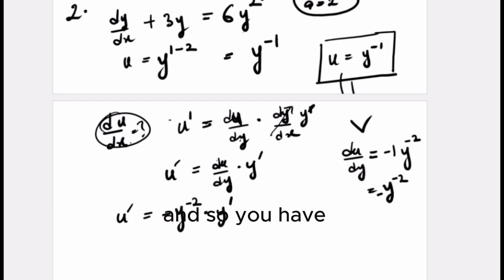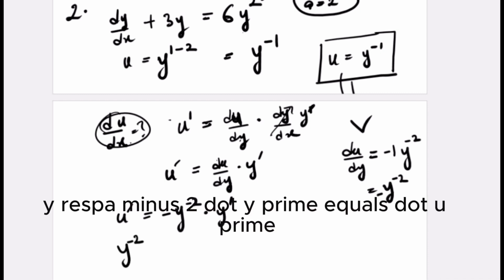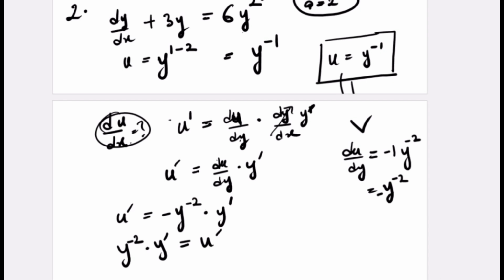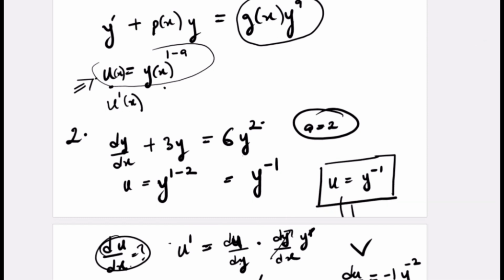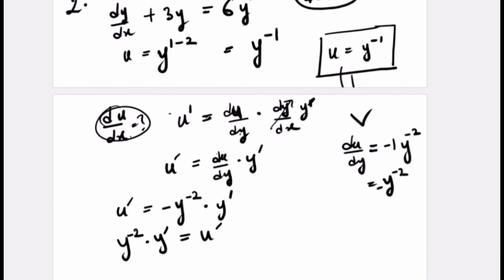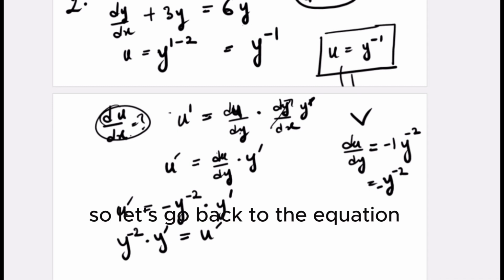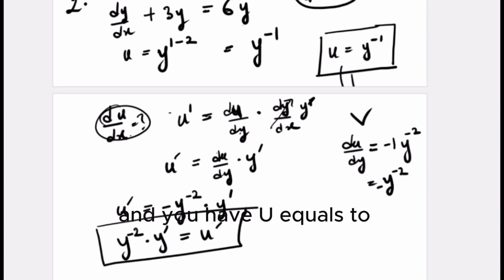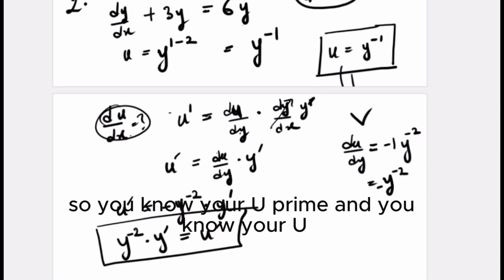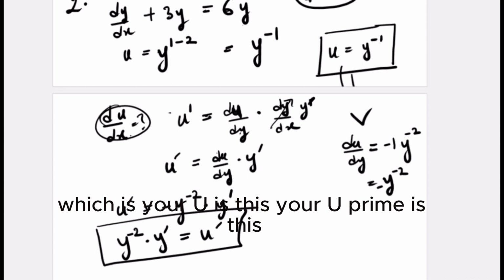And so you have y raised to power minus 2 dot y prime equals minus u prime. And if you come here, you know your equation. So let's go back to the equation. Let's keep all this. You know your u prime, and you know your u, which is this, and your u prime is this.